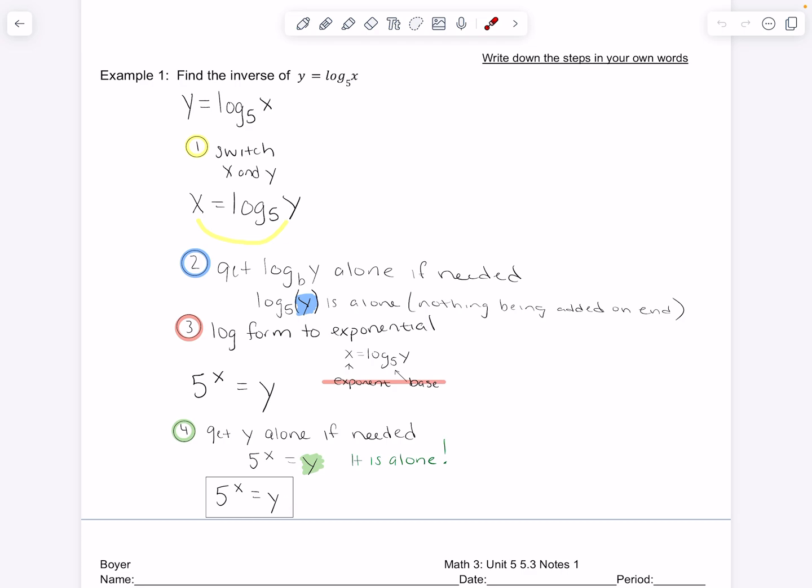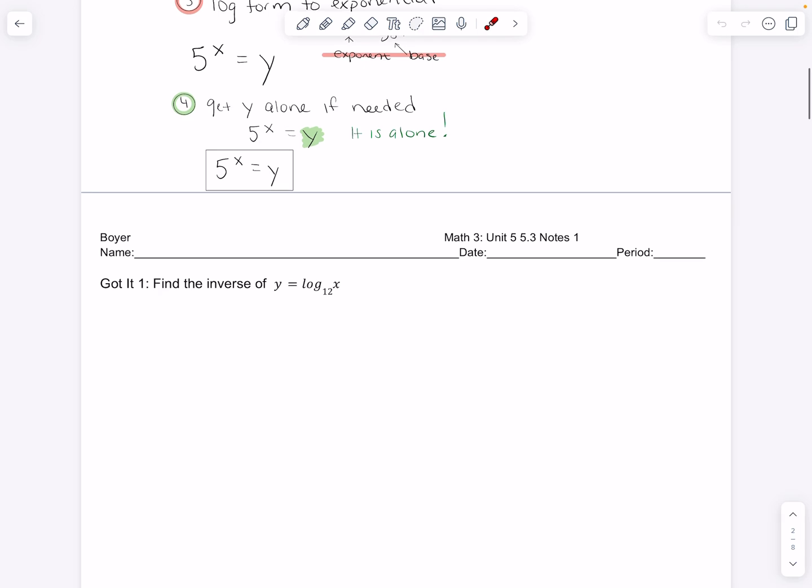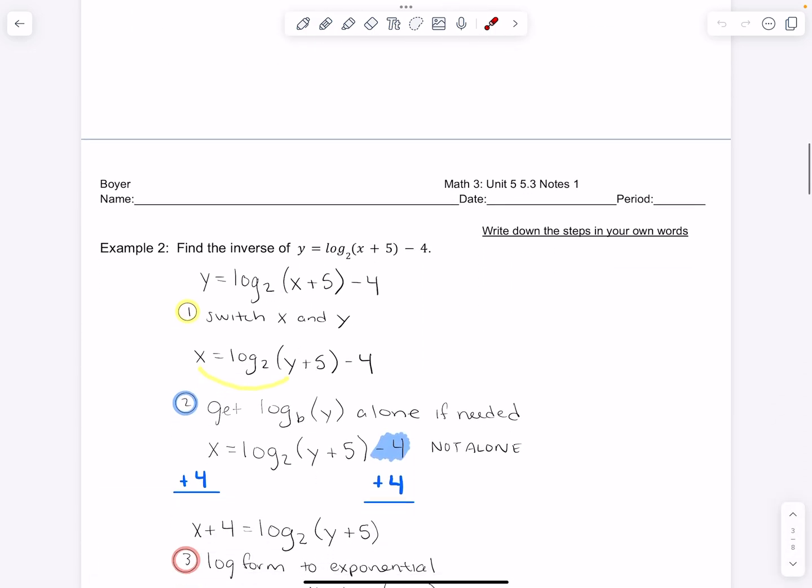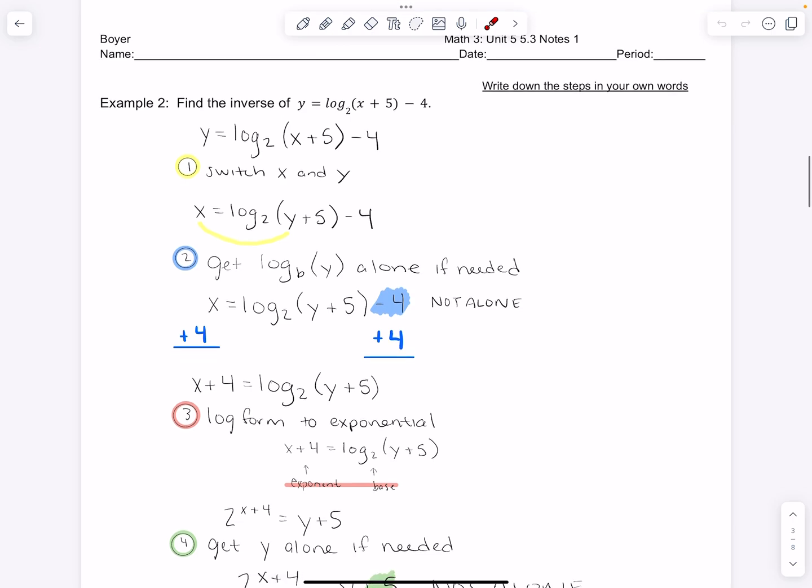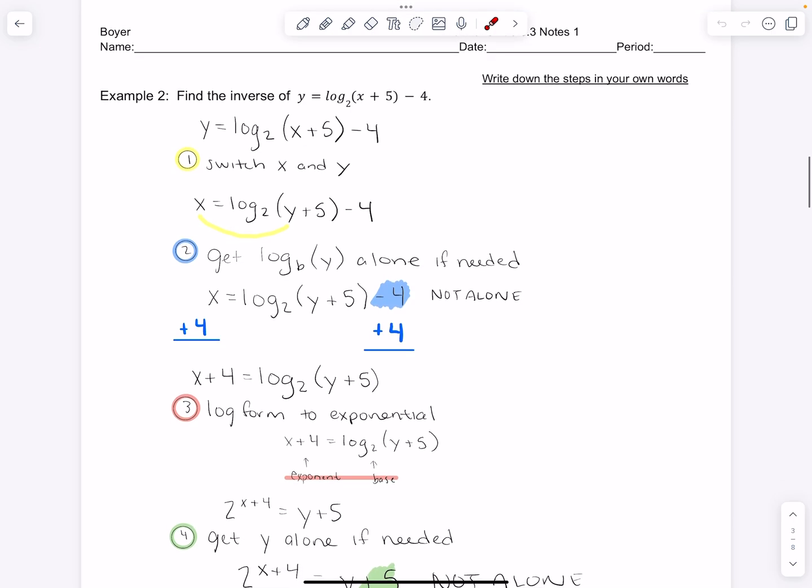Final answer. So you're going to write in whatever steps help you right here. Then you're trying Got It 1: find the inverse of y equals log base 12 of x. Same steps as up here. All right, example 2. Find the inverse of y equals log base 2 of (x plus 5) minus 4.